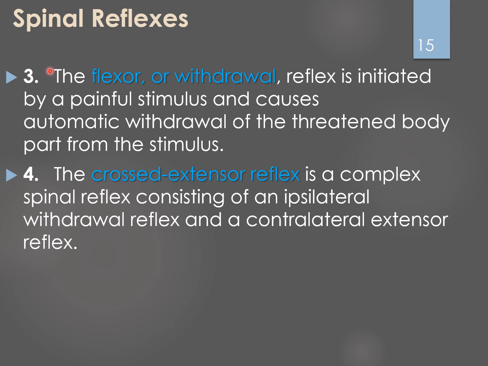And again, we are familiar with the flexor or withdrawal reflex. That's where you have a painful stimulus and you have an automatic withdrawal from that. Now, that information will be sent to the brain so that you realize that you did burn yourself on the iron. The cross-extensor reflex is pretty complex in that you have on one side of the body a withdrawal reflex. On the other side, the contralateral side, you have an extensor reflex.